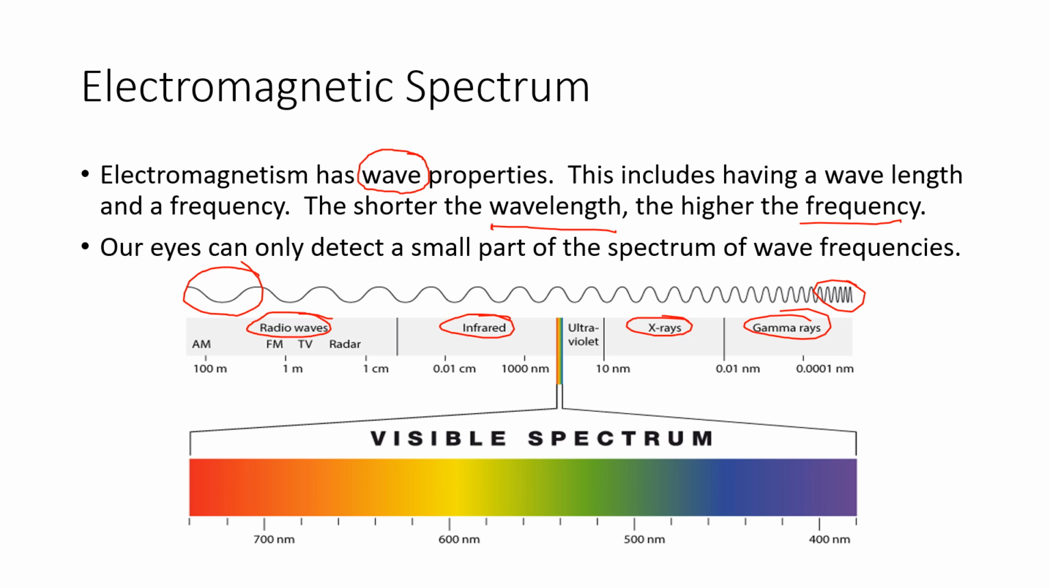Wavelength is the distance between the peaks of a wave, like from here to here, and frequency is how many of them are going by in a given unit of time. Now you notice the center part here is the only part that our eyes can detect. So this visible spectrum, that's the part of the electromagnetic spectrum that our eyes can actually sense.